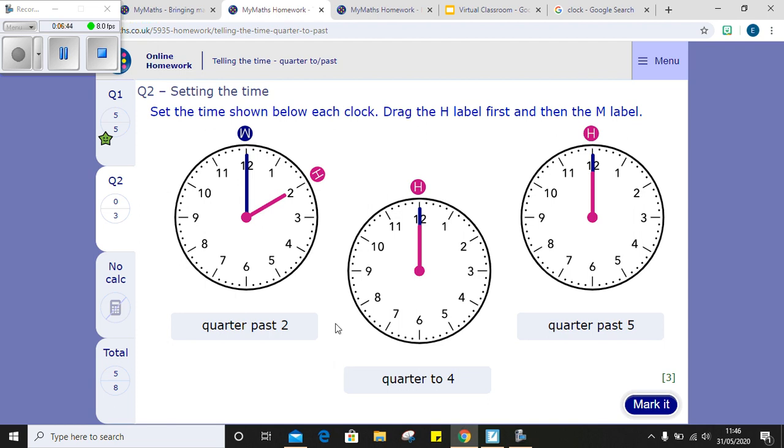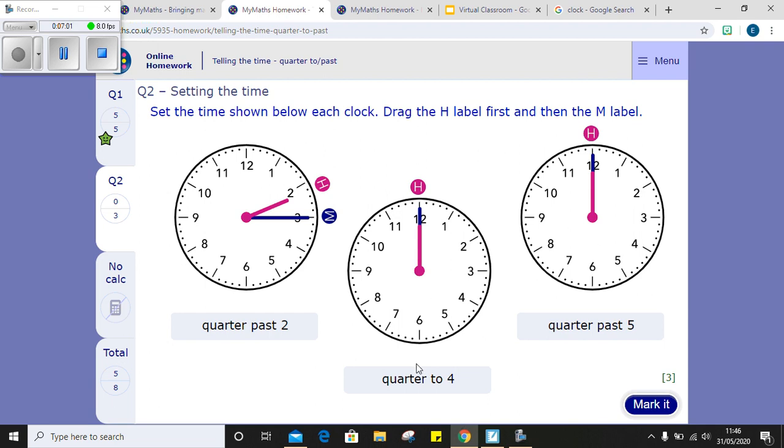I'm going to make 2 o'clock first. I've made 2 o'clock on my clock, and then I want to make quarter past 2. So a quarter of the way gone on my clock. There. So I've made quarter past 2.